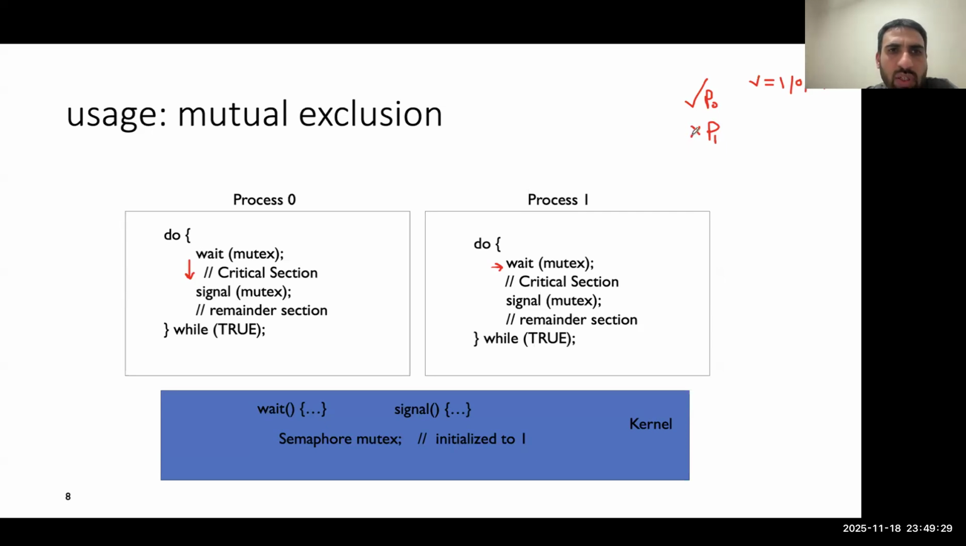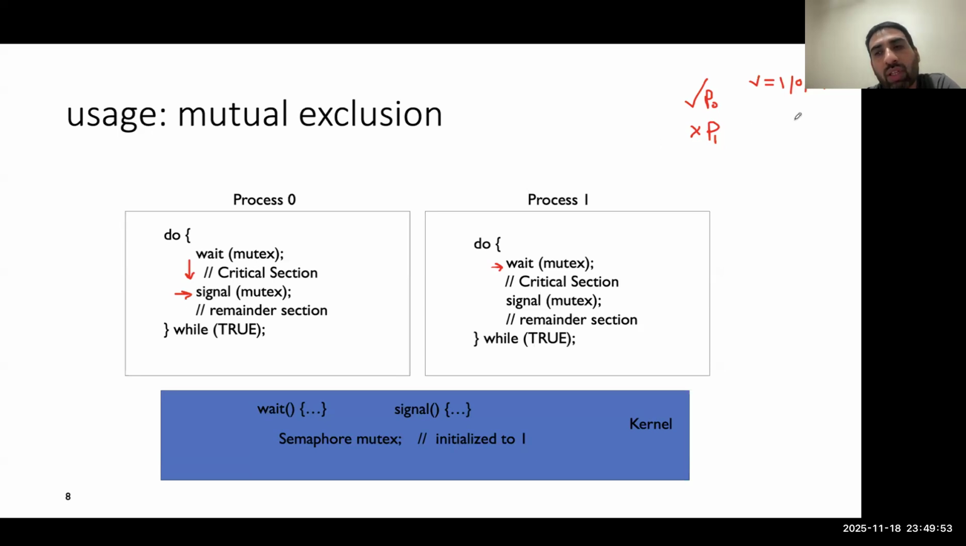Does anyone of you have a question? No? Okay. So it will be blocked. And now how long will it be blocked? Until process 0 is done with its critical section, and then it reaches the point where it invokes the signal, performs the signal operation on the mutex.